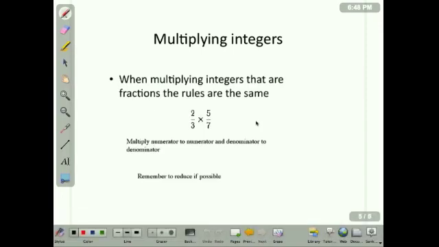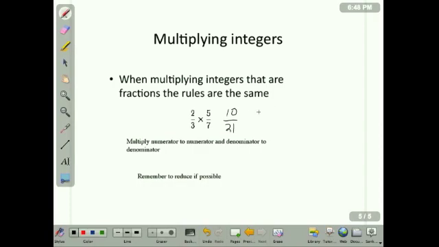When you're multiplying fractions, you multiply straight across. The first thing you want to do is see if you can simplify. Since nothing can be cross-reduced, 3 can't go into 5 and 2 can't go into 7, we multiply straight across. 2 times 5 is 10, and 3 times 7 is 21.